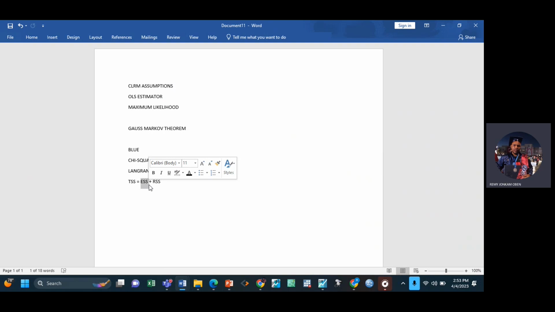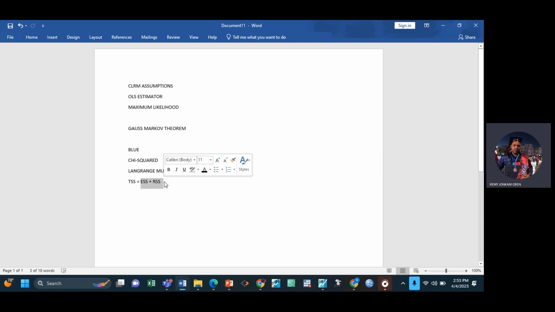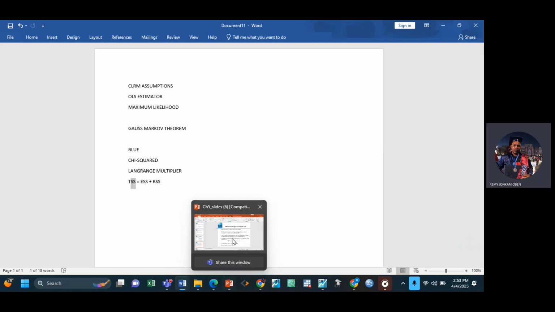And what of lower? Low, yes. Because the higher the explained sum of squares, the higher the explanatory power of the model. And you want a model which has a high explanatory power, right? Okay. So when you add up the explained part and the unexplained part, it gives you the total sum of squares.